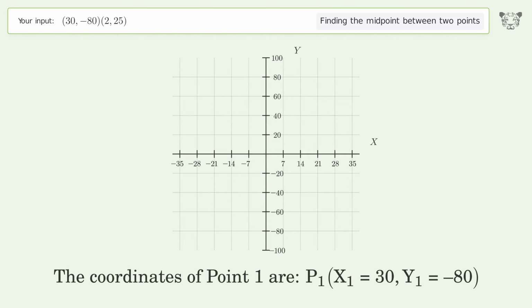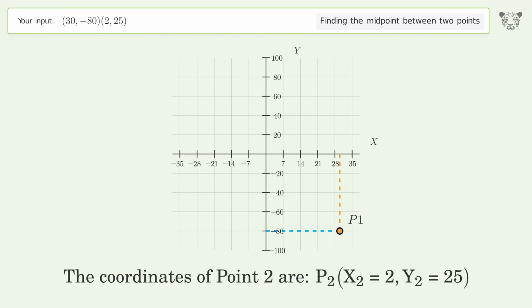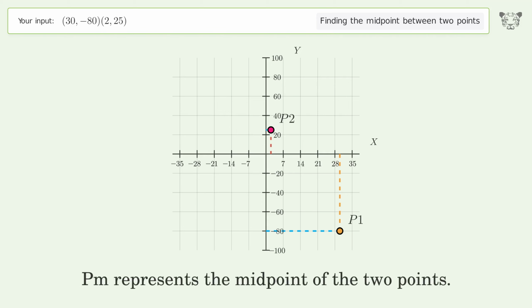The coordinates of point 1 are, x1 equals 30, y1 equals negative 80. The coordinates of point 2 are, x2 equals 2, y2 equals 25. PM represents the midpoint of the 2 points.